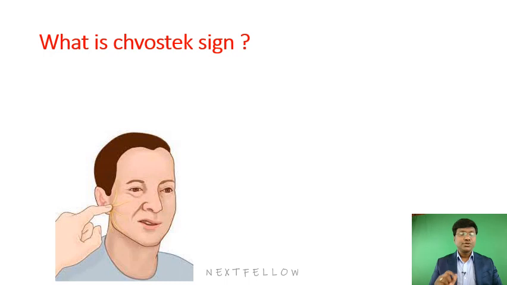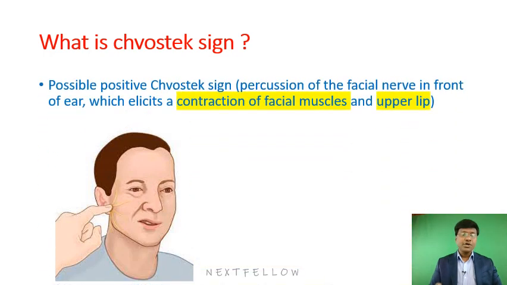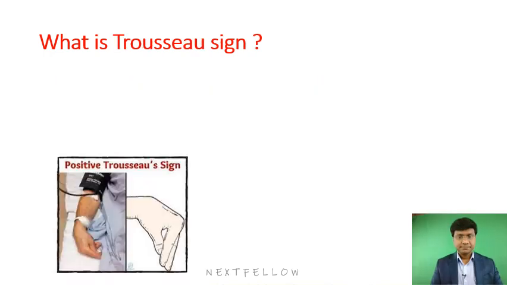Now, you need to know the Chvostek sign. What is Chvostek sign? You will see that in patients with latent tetany. What you need to do is tap over the angle of the mandible. Once you tap over the angle of the mandible, you will have contraction of the facial muscles and as well as the upper lip on that particular side. That is called the Chvostek sign.